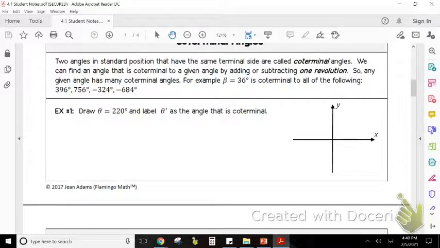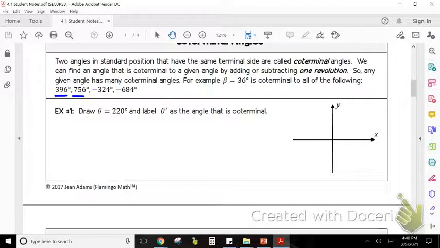For example, if beta is equal to 36 degrees, it is coterminal to all of the following: 396 degrees, 756 degrees, negative 324 degrees, and negative 684 degrees. So what they did there is they just added 360 twice. When they added it to the 36 the first time, they got this, and then they added it a second time and got that.